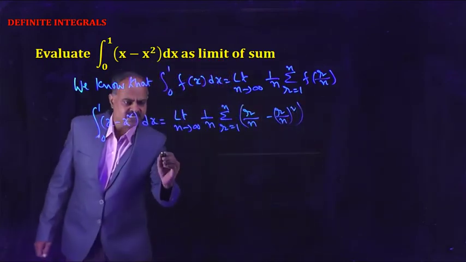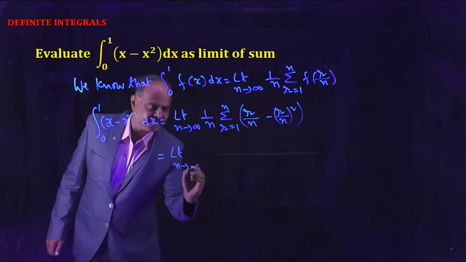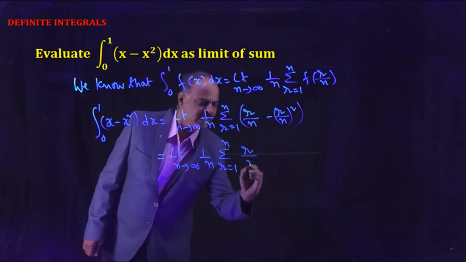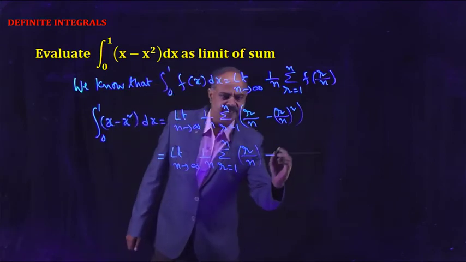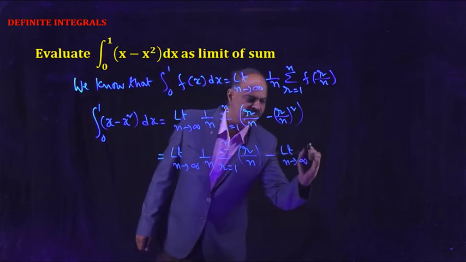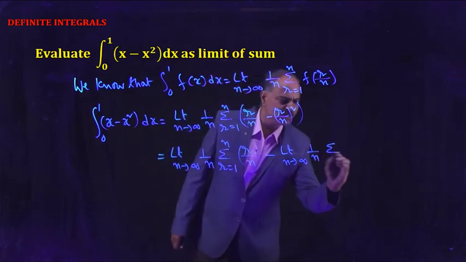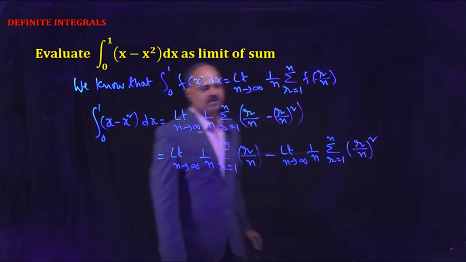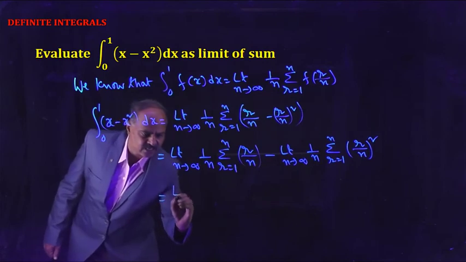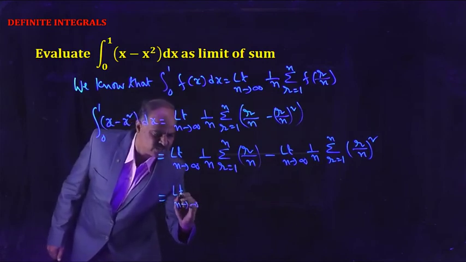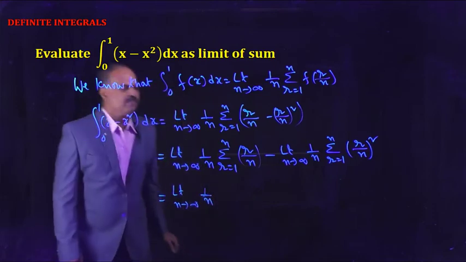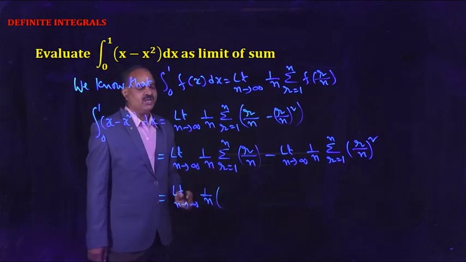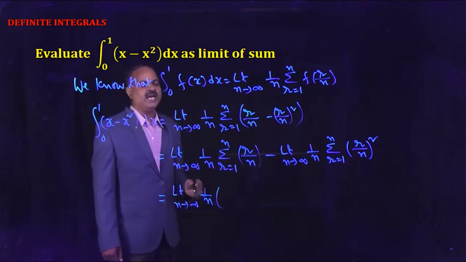Now this can be written as limit n tends to infinity 1 by n into sigma r equal to 1 to n r by n minus limit n tends to infinity 1 by n into sigma r equal to 1 to n r by n whole square. Now this can be written as limit n tends to infinity 1 by n into sigma r equal to 1 to n r by n. So if r is equal to 1, that is 1 by n. If r equal to 2, 2 by n. If r equal to n, n by n.